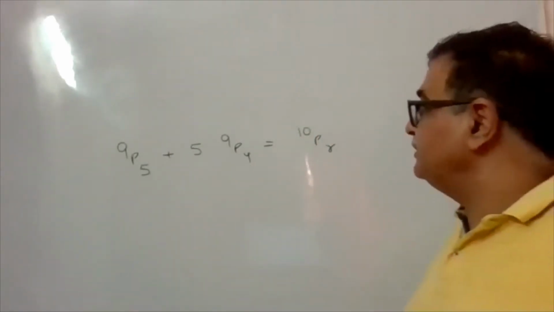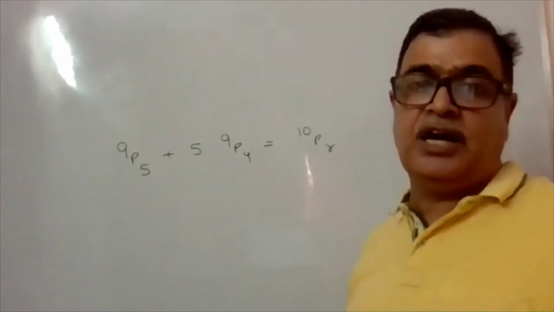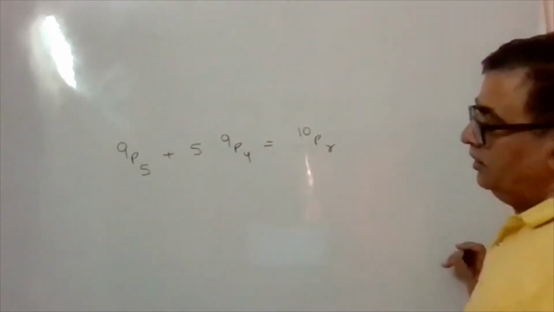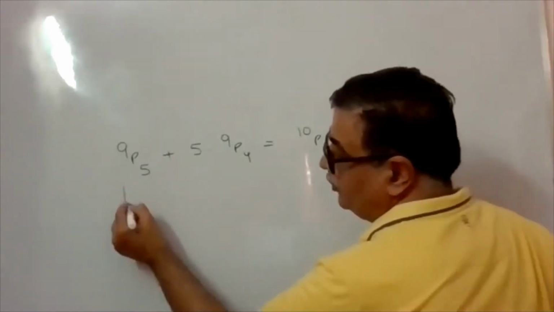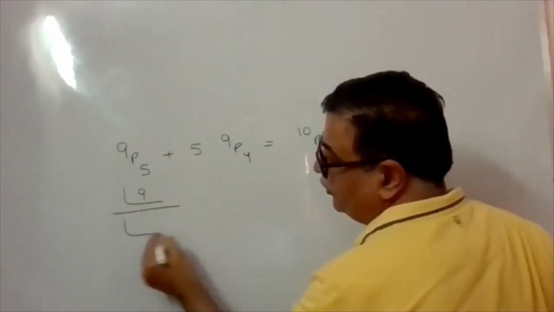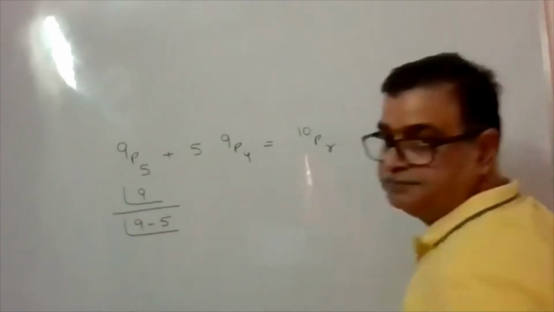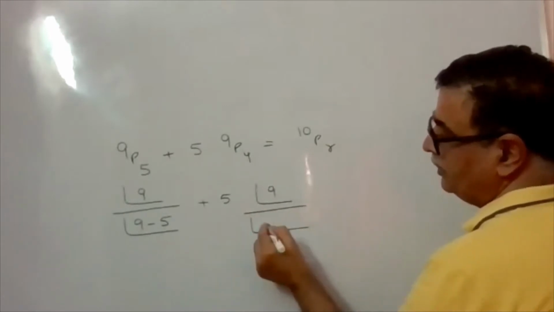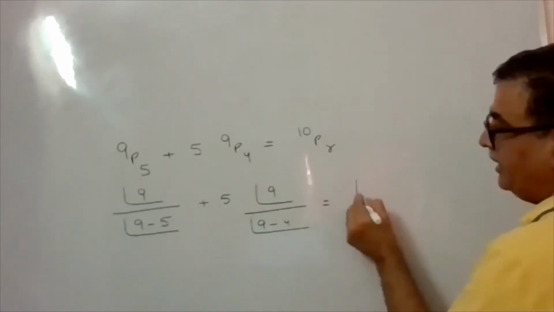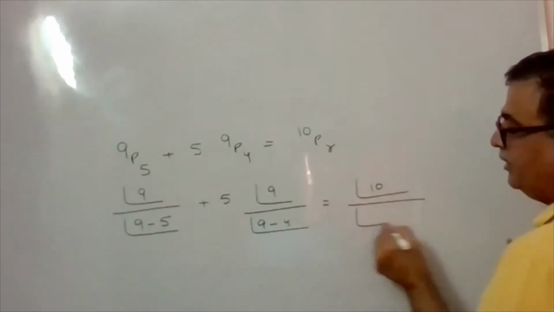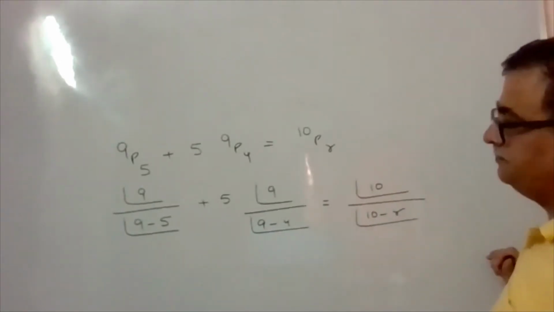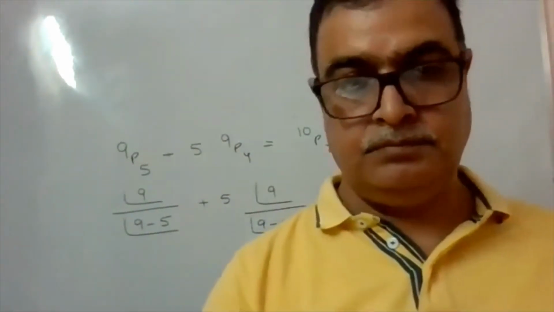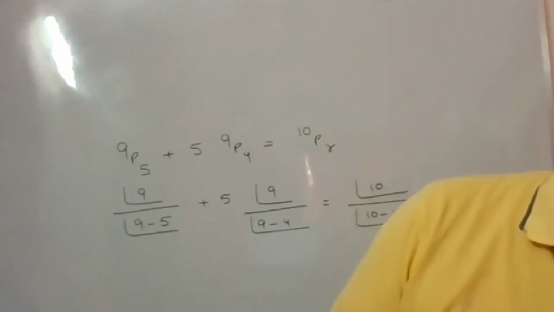9P5 plus 5 times 9P4 is 10PR. Now we should find out what is r here. So again, start will be factorial 9 by factorial 9 minus 5, plus 5 times factorial 9 by factorial 9 minus 4. And here it will come factorial 10 by factorial 10 minus r.